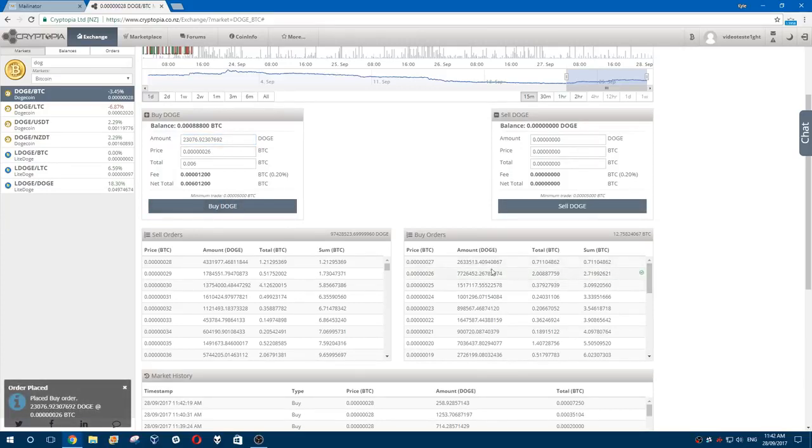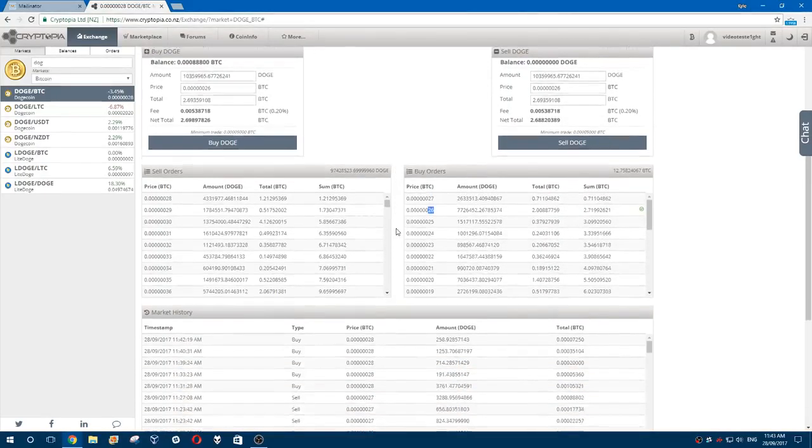Our order, you'll see a little tick here, will get added to the buy orders, and if someone else already has a buy order at this price, you'll be put behind them in line. So if someone is selling at 26 satoshis, the person that was already buying at 26 satoshis will receive coins first until their whole order has been filled and they're no longer buying. Then you will receive coins. Hopefully I explained that well enough.